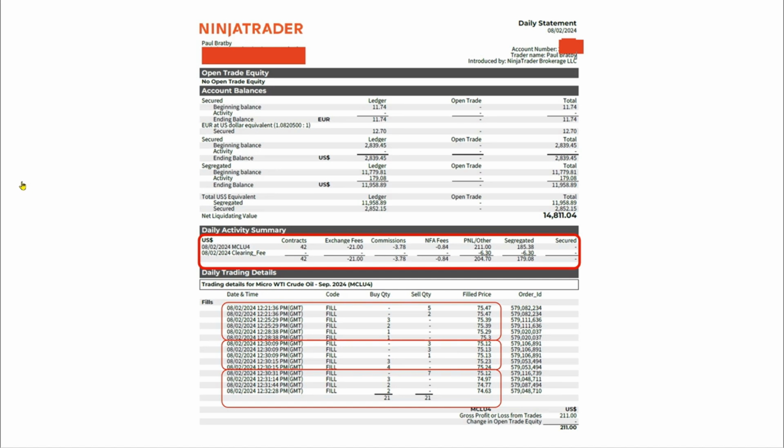But what it did was order, execution, trade management in very fast time. And that's what you need in an automated strategy builder.